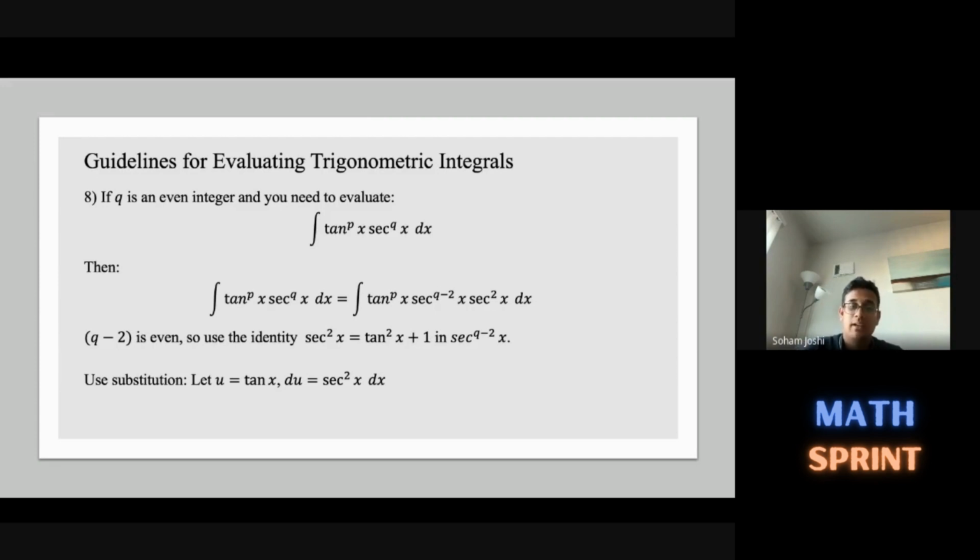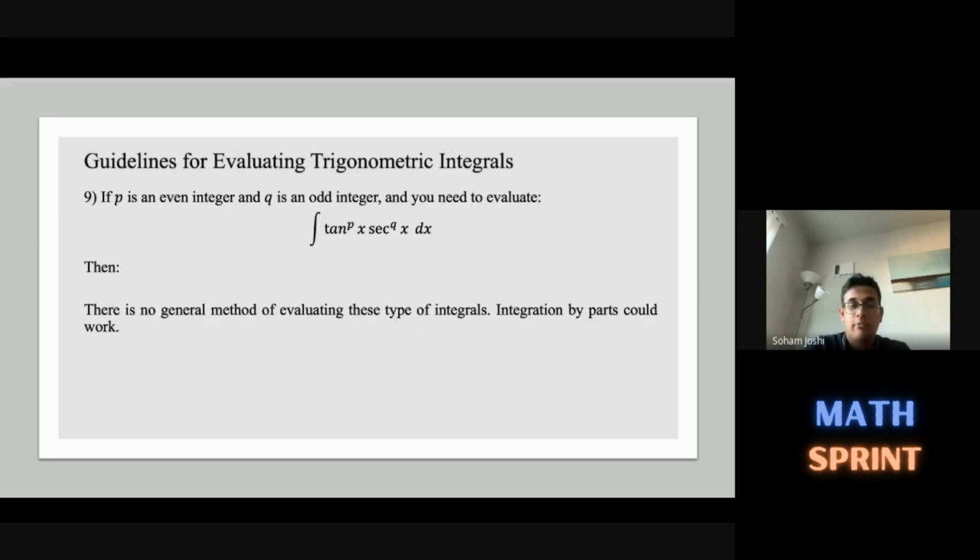Since q is even, q minus 2 is also even. So we use the identity sec square x is equal to tan square x plus 1 in sec x to the power of q minus 2. Then we use the method of substitution. We let u be equal to tan x and differentiate and rearrange the terms so that du is equal to sec square x dx. Then we substitute this into the integral and perform integration.